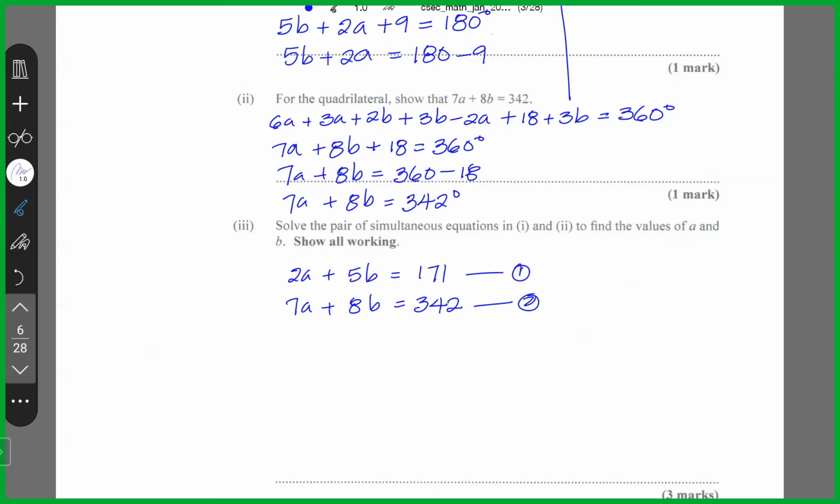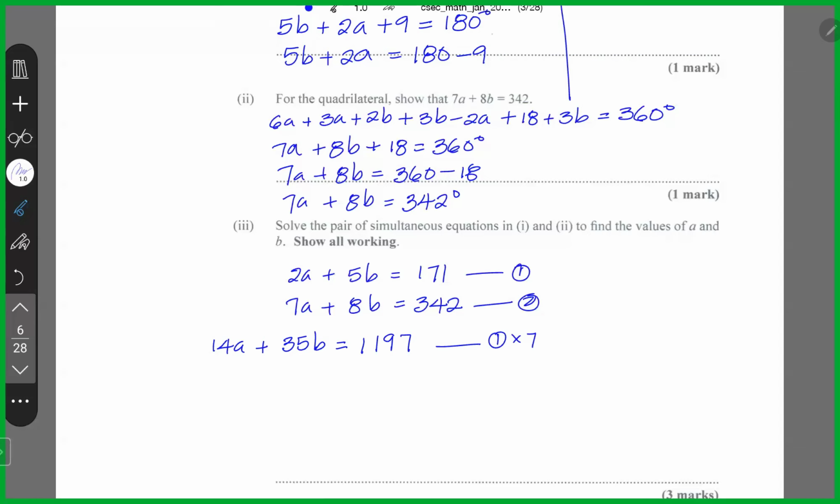To eliminate A, the number in front of A must be the same in both equations. To get them to be the same, I'm going to multiply equation 1 by the number in front of A in equation 2. I'm going to multiply equation 1 by 7. So 7 2s, I have 14A, 7 5s, 35B is equal to 7 times 171. This is 1,197. This is equation 1 multiplied by 7.